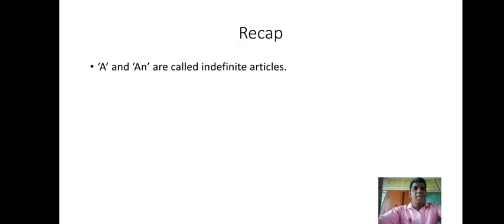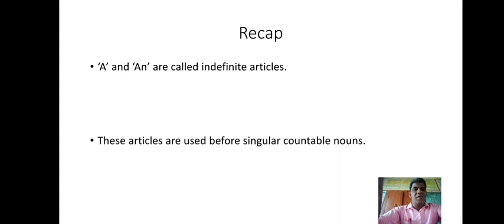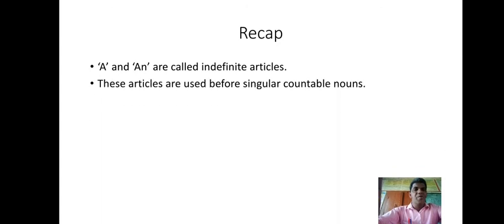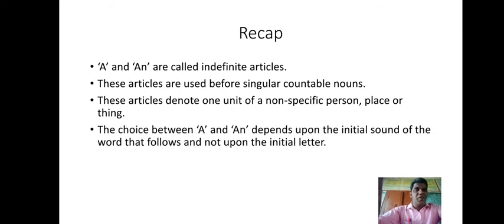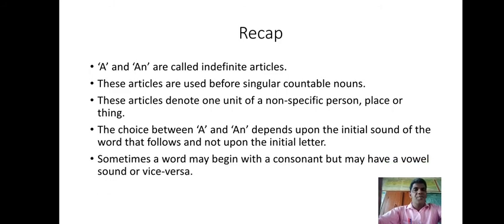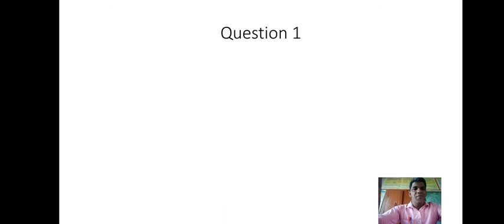So let us have a recap. A and an are called indefinite articles. These articles are used before only singular countable nouns. These articles denote one unit of a thing. Then the choice between a and an depends upon the initial sound of the word and not upon the letter. And the last thing is, sometimes a word may begin with a consonant and have a vowel sound, or vice versa is also possible. So we have to be very careful with the choice of a and an.